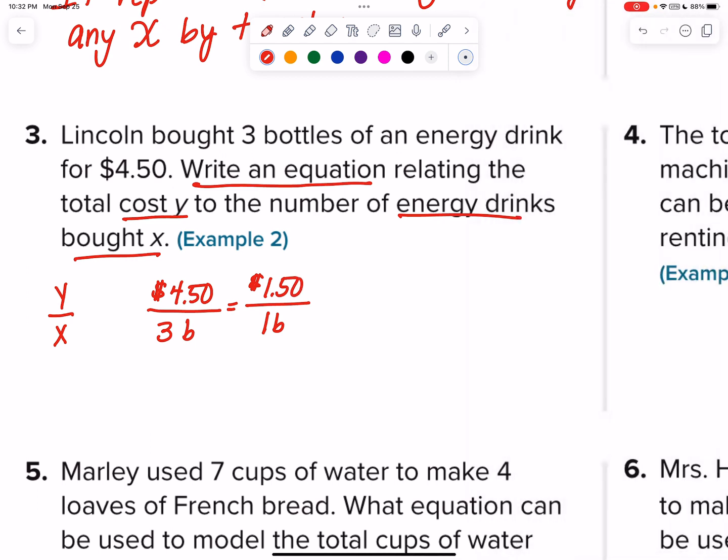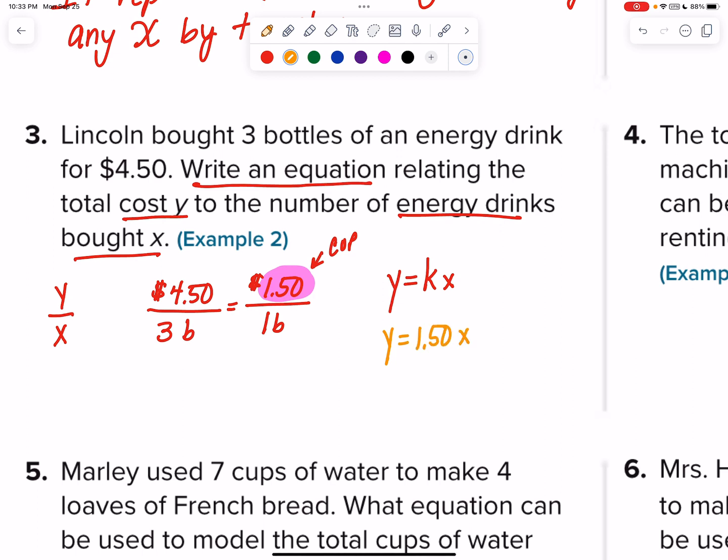$1.50 per bottle. So we know this number here in our unit rate is our COP, our constant of proportionality, and now we can plug it into our equation. Because remember, a proportional equation is y equals k times x. Okay, so let's go ahead and write the equation. So that equation is y equals 1.50 times x.